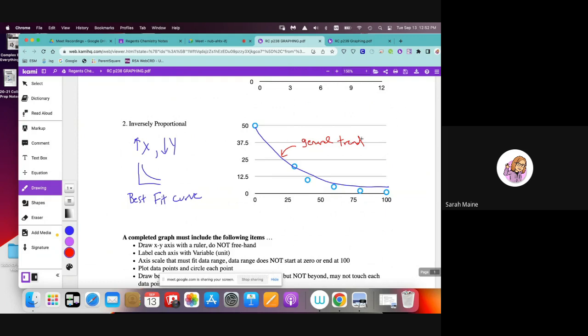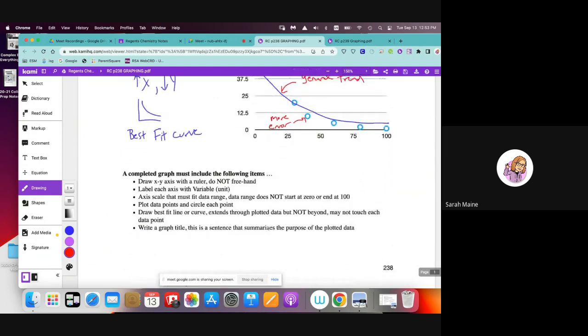If a data point like this one is pretty far off of the best fit line or the best fit curve, it probably means that that piece of data, compared to the others, has a little bit more error. So it deviates from the general trend a little bit. And that happens. So we're going to look at an example of creating a graph.